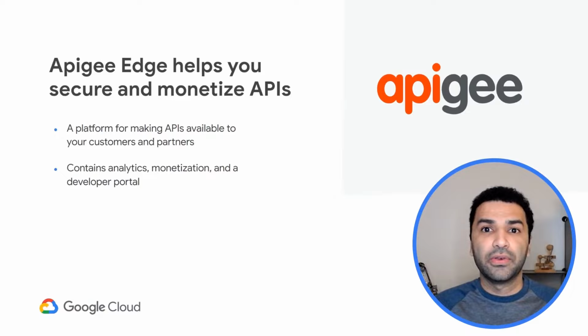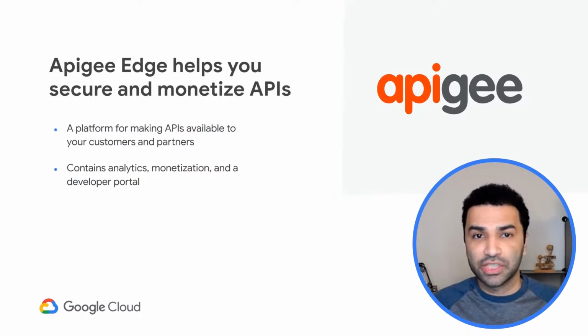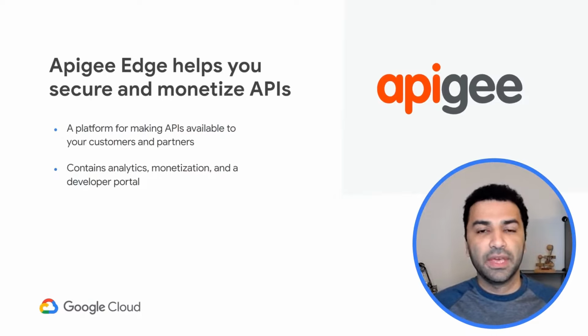Apigee also helps you very well when you want to secure and authenticate your APIs. So some APIs might not be possible for anyone to just use. You want to make sure that it's coming from the correct developer, and Apigee will provide you with a nice interface to do that.